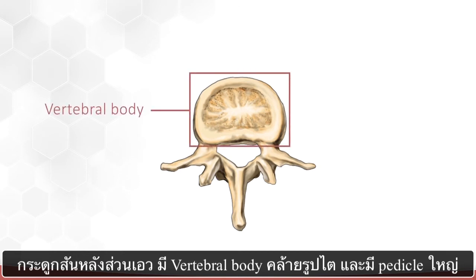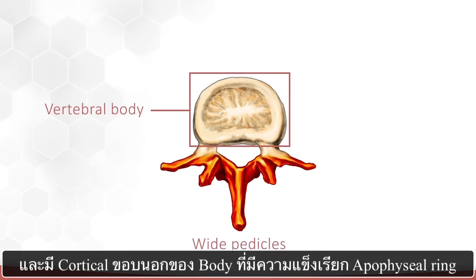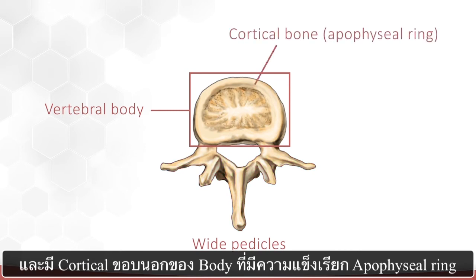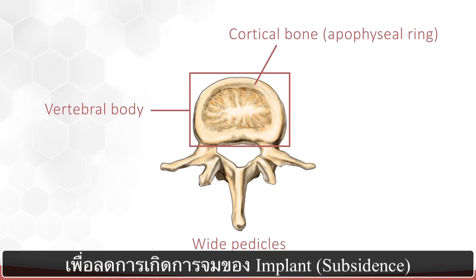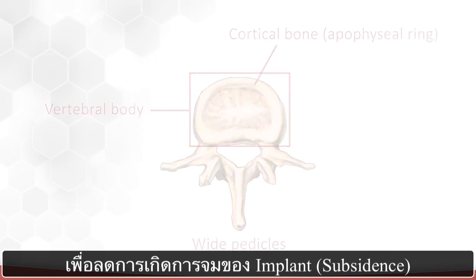Here's an axial view of a lumbar vertebra. Notice the large kidney-shaped vertebral bodies and large, wide pedicles. Notice how the perimeter of the end plates is made up of dense cortical bone. This is known as the apophyseal ring or ring apophysis. Implants that are placed on and span the apophyseal ring have a lower risk of subsidence or sinking into the vertebral bodies above or below than those placed on the softer cancellous bone in the center.